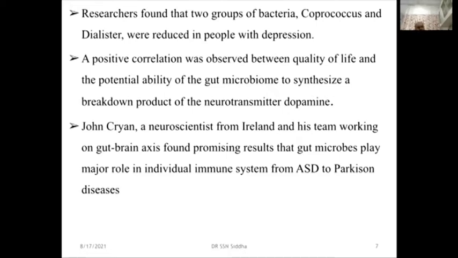And the other one is John Cryan, a neuroscientist who works hard on the microbiome and the gut-brain axis, showing promising results of the individual's immune system against the behavioral symptoms of ASD and Parkinson's and others. They keep on working on the gut microbiome to find a pathway to a treatment or solution for diseases like Parkinson's and ASD. So here we correlate that the gut microbiome plays a major role when it comes to all types of diseases.